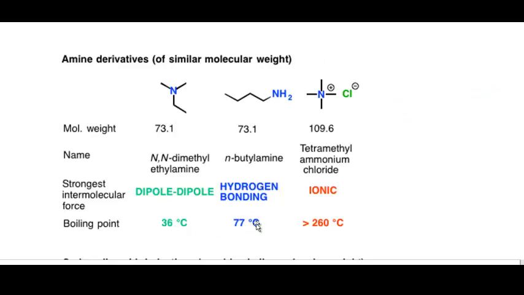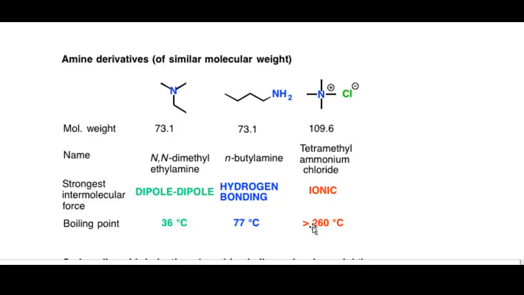And notice the change. You have a 40-degree increase in boiling point. So it takes a lot more energy to disrupt those hydrogen bonds because the hydrogen bond is a very strong dipole-dipole interaction. Now look at an ionic compound, tetramethyl ammonium chloride. You have a full positive of this nitrogen with all these 4 CH3 groups and the full negative of the chloride ion. So ionic is the strongest. Remember our triangle of strength.